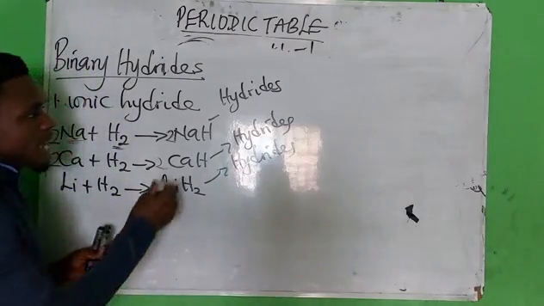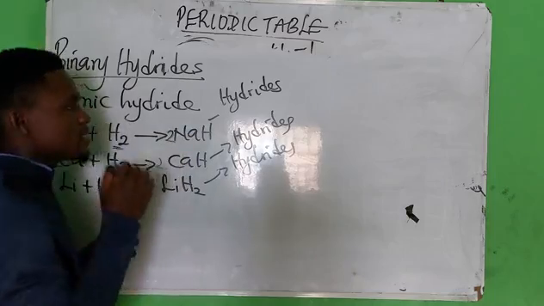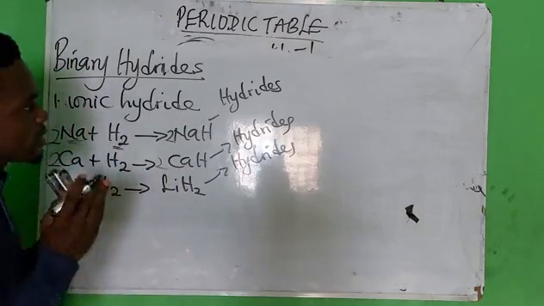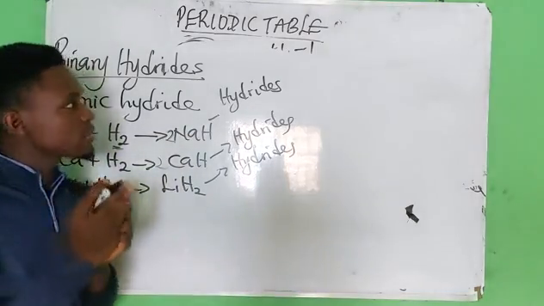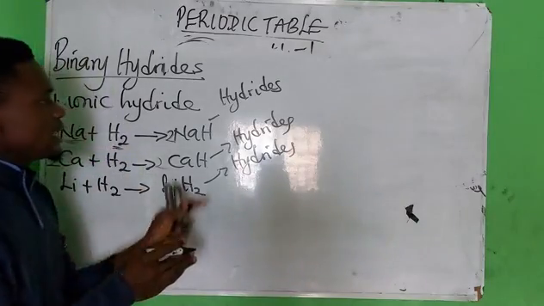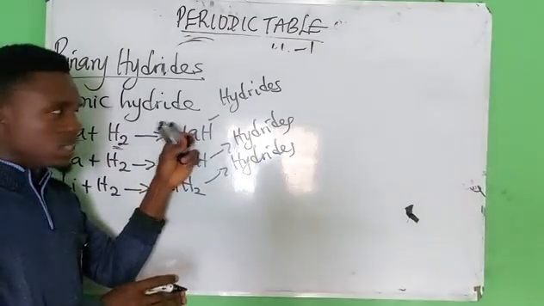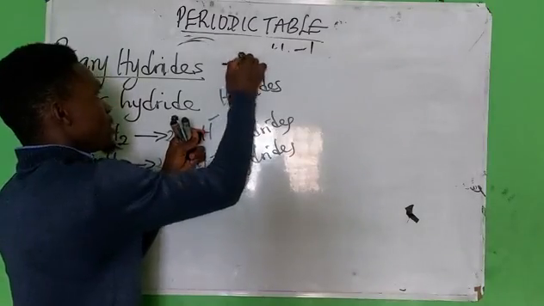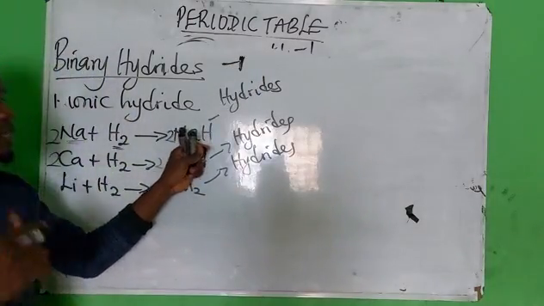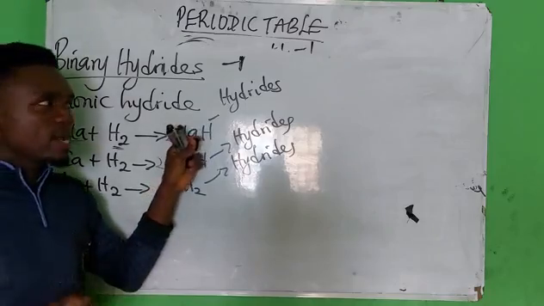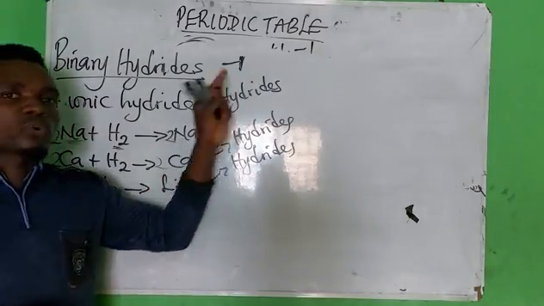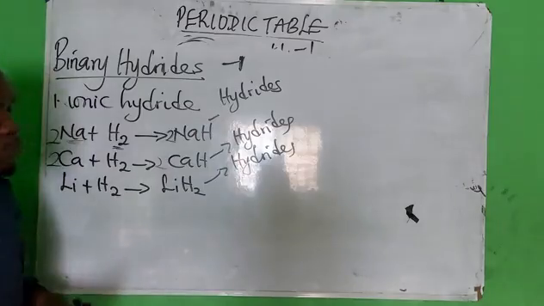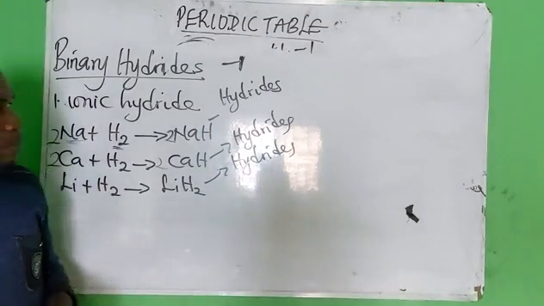Please take note that hydrides, I said before that the oxidation state of hydrogen in hydrides is what? -1. The oxidation state of hydrogen in hydrides is -1. Take note of that. It is very, very important.